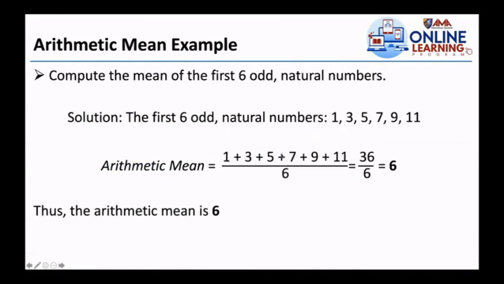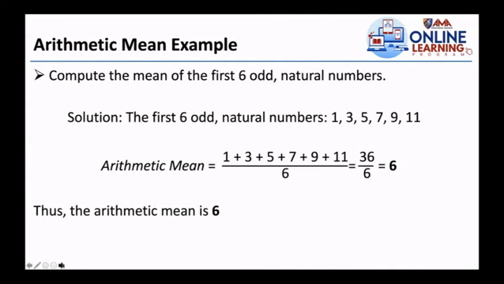Okay, let's have an example. Since it's not mentioned about population mean, I expect this is the sample mean. So we use the formula. Let's read the problem. Compute the mean of the first 6 odd natural numbers. You know already what an odd number is, what a natural number is. This is the first 6, because 0 is neither, it's an even number, right? So it starts with the smallest odd number. We add them, divide by 6, and we get 6. So the arithmetic mean is 6. It says that the center of this data is 6. Okay?